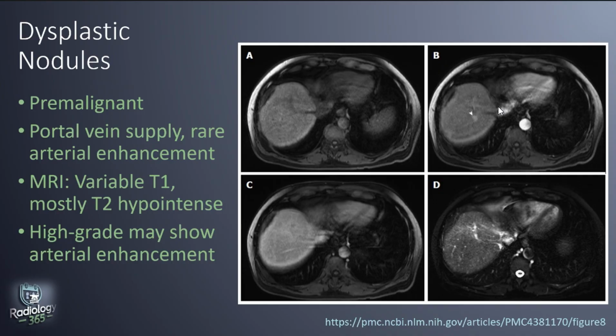On MRI, they are often T2 hypointense, just like the regenerative nodules, though their appearance can be variable. Recognizing these can help us flag early hepatocellular carcinoma transformation. So as we can see in these images, we have on this late arterial phase a focus of enhancement in this liver, this arterial phase enhancement in this liver, which made us worry a little about a regenerative nodule.